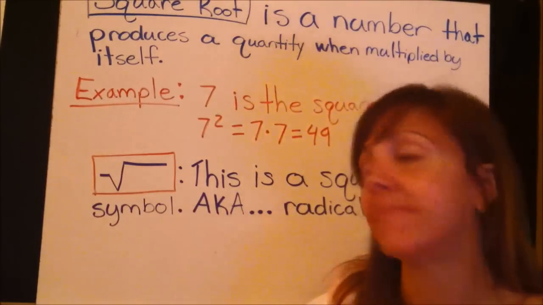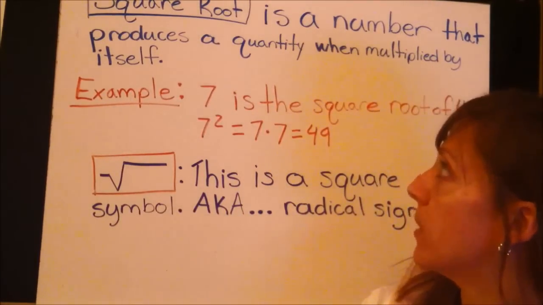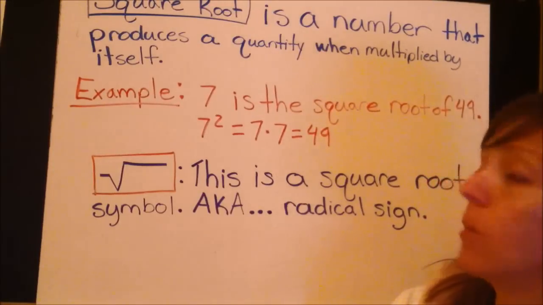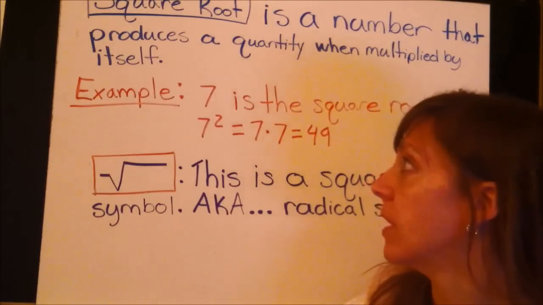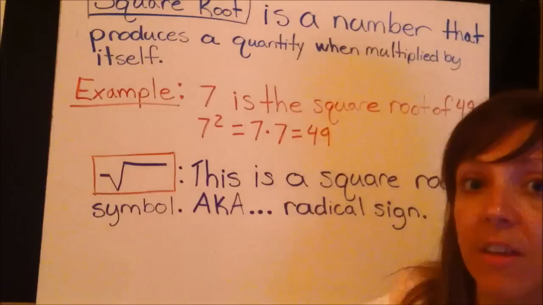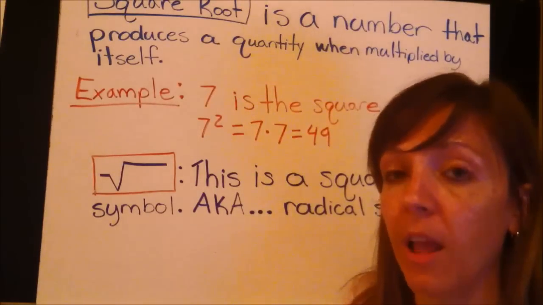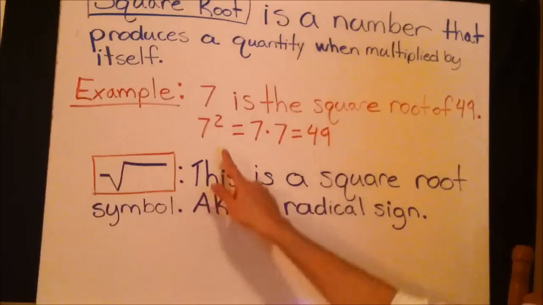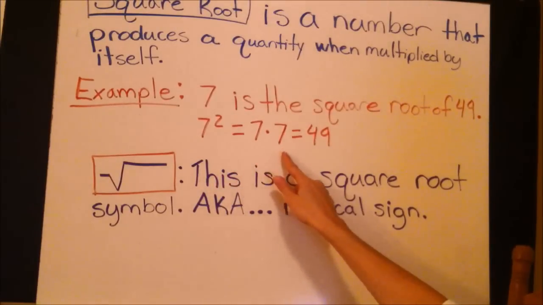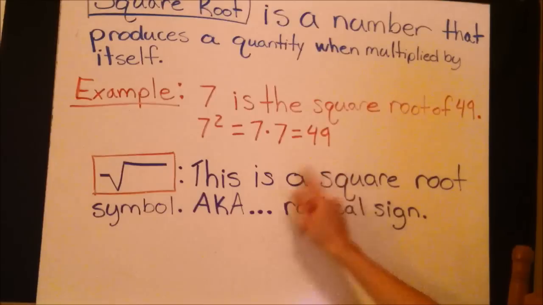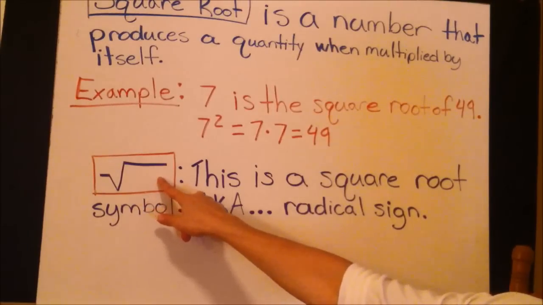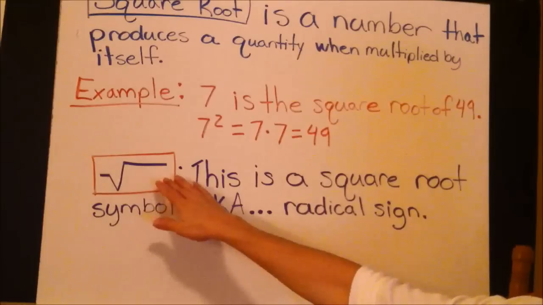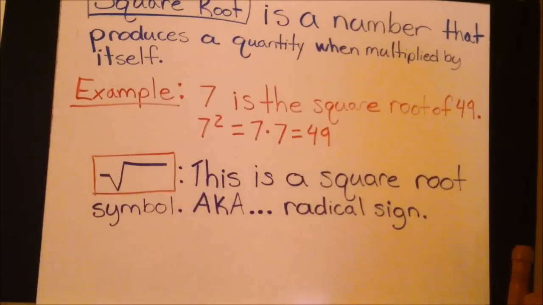Square root. The square root is a number that produces a quantity when multiplied by itself. For example, 7 is the square root of 49. 7 squared equals 7 times 7, which equals 49. This is the square root symbol, also known as the radical sign.